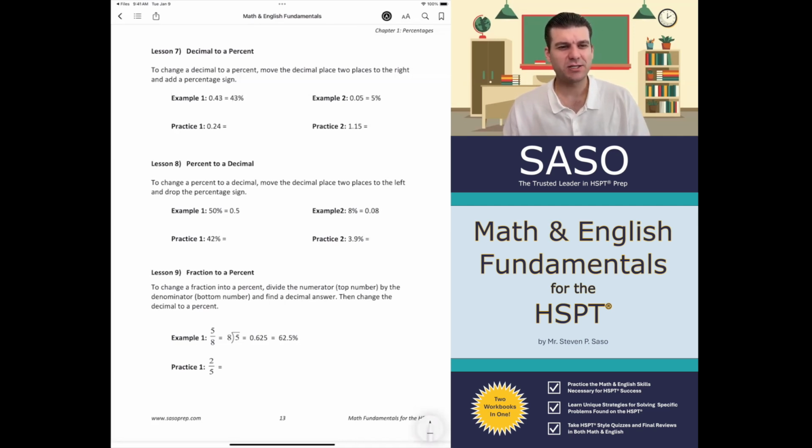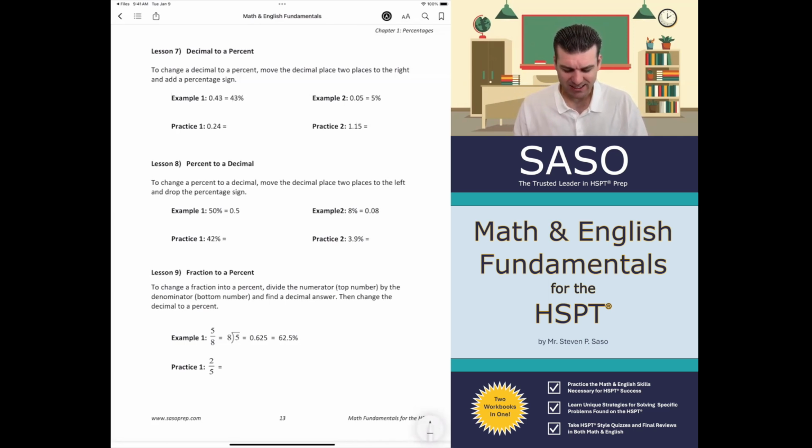Lesson 9, Fraction to a Percent. To change a fraction to a percent, we divide the numerator, which is the top number, by the denominator, which is the bottom number, and we find a decimal answer. Then we change the decimal to a percent. So let's look at example 1 here.